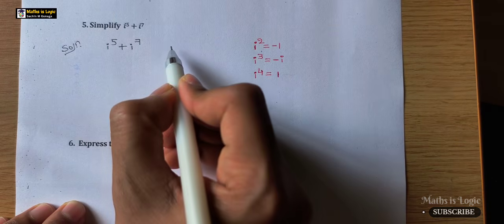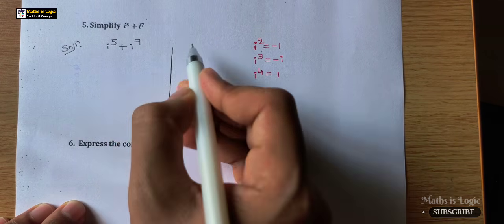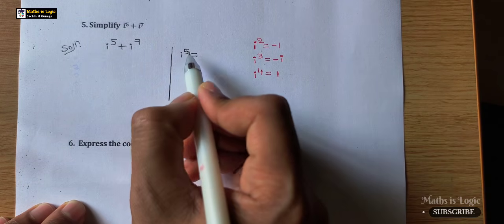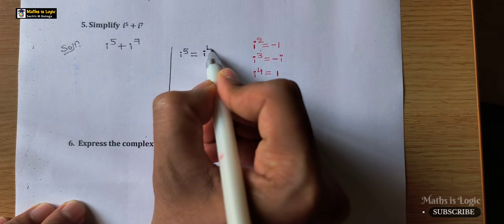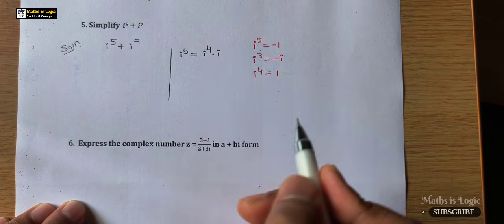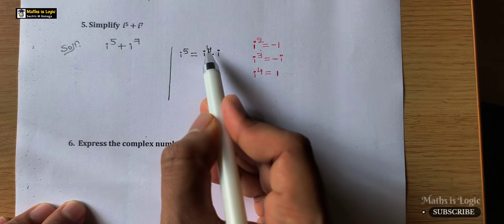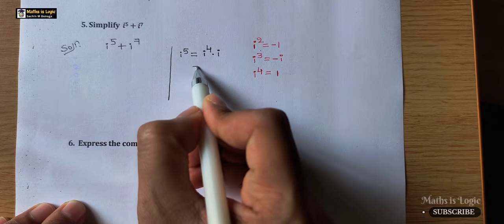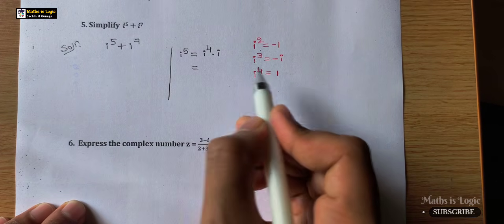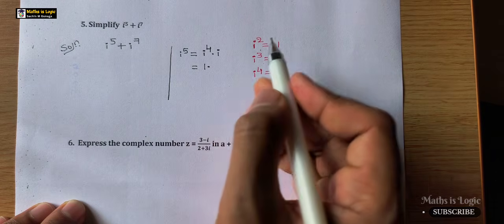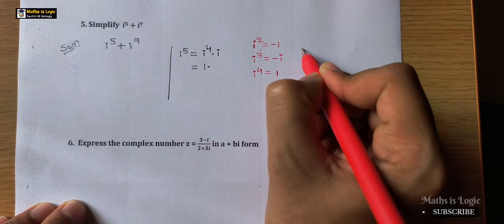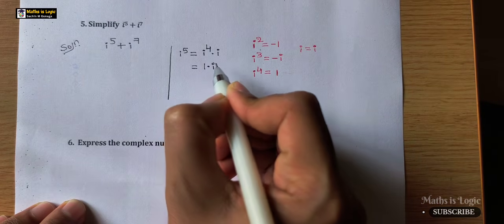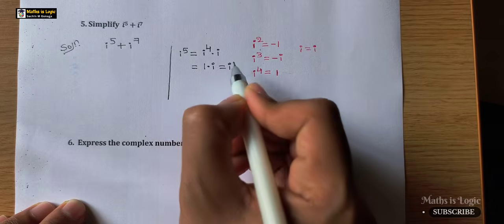First, I will take i to the power 5. We know this i to the power 5 can be written as i to the power 4 into i, because if the bases are the same, we add the powers: 4 plus 1 is 5. Substitute i to the power 4 as 1, and the next i stays as it is. Therefore 1 into i is i.